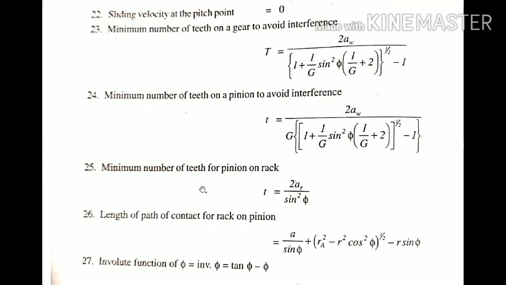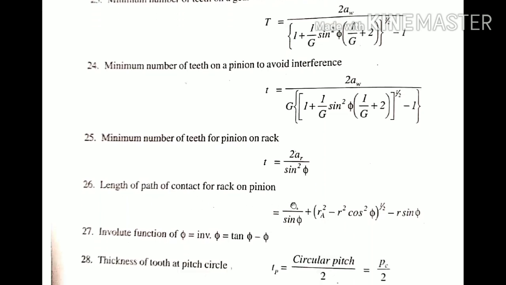Now, the minimum number of teeth for a pinion on the rack. This is rack and pinion. Suppose the rack and pinion is there, then what should be the minimum number of pinion teeth to avoid interference? That formula is here: 2AR divided by sine square phi.